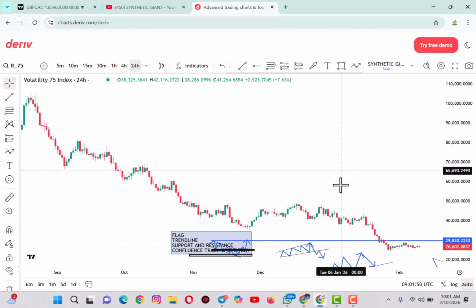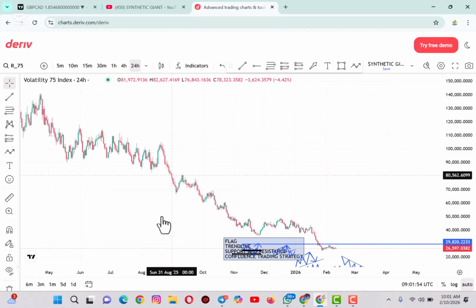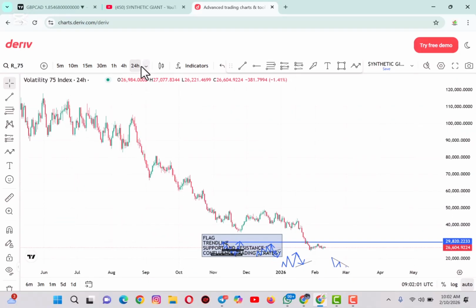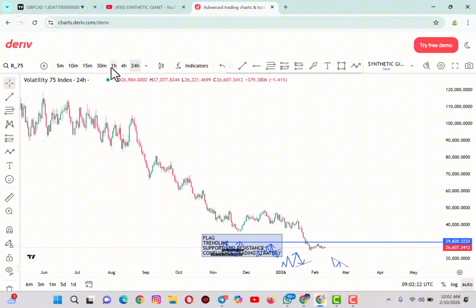Okay, so here is the chart of volatility 75 index. Like I told you during our schematic illustration, the first thing you must do is to look out for the trend of the market. That is why you see that I scaled to the 24-hour time frame, which is the daily time frame, to get the overall bias of this market. And as you can see, price is actually bearish, right? So since price is bearish, everything you want to do on the lower time frame is to look out for what? Bearish trade.